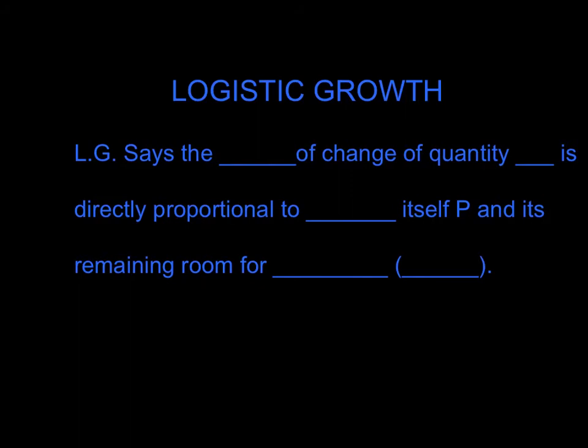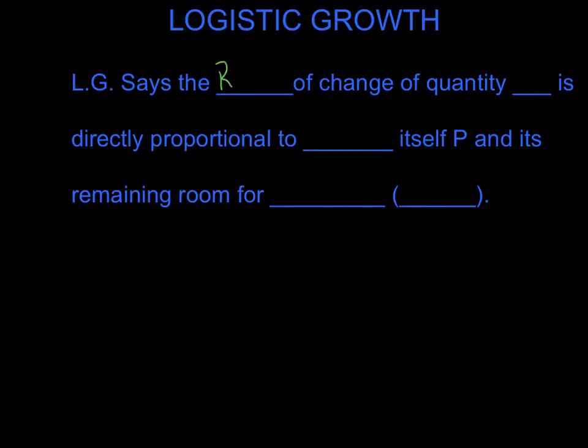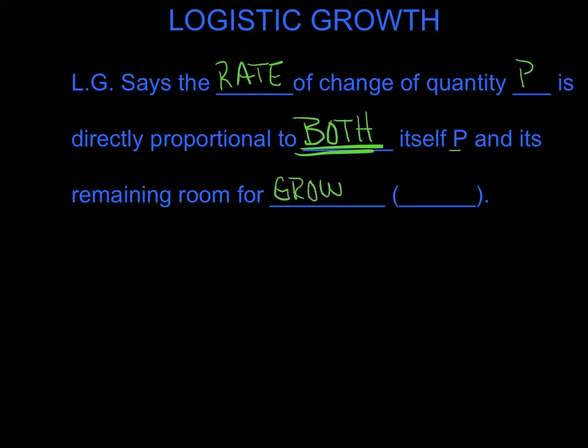This is the one that we love, and this is the big bear for the BC students. It's logistic growth. And basically, logistic growth says that the rate of change of quantity P, I like to use P for population, is directly proportional to both, and I want to emphasize both of these two following things, both itself, P, and its remaining room for growth. Now, what does that mean, its remaining room for growth? What we do is we take the carrying capacity and we subtract the current population, and it tells me how much room it still has for growth.